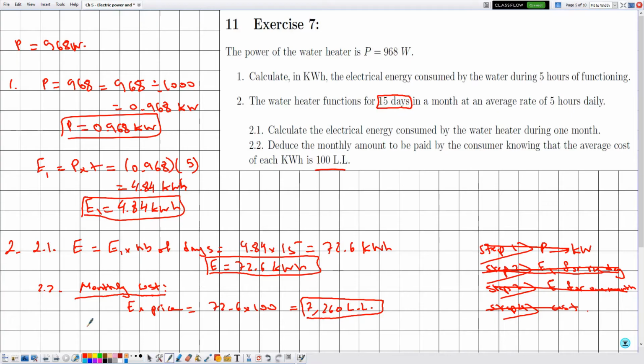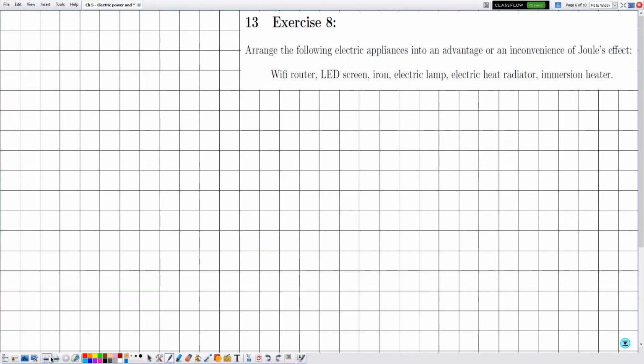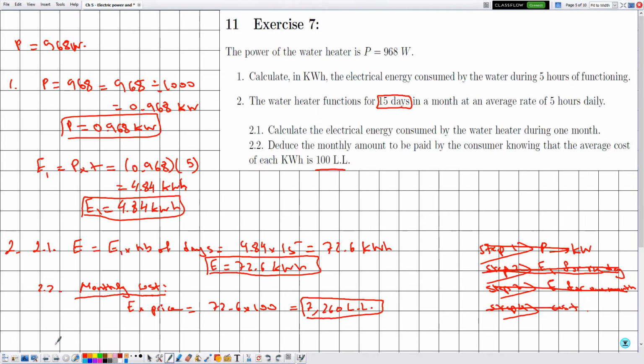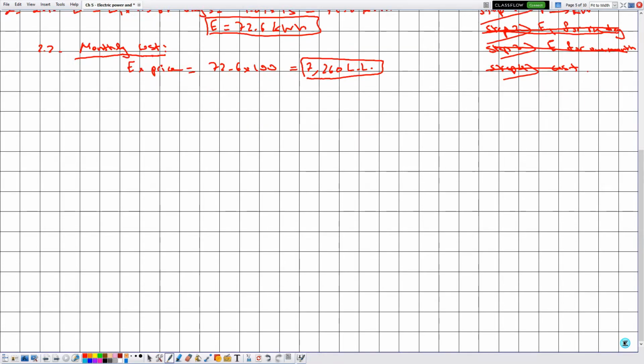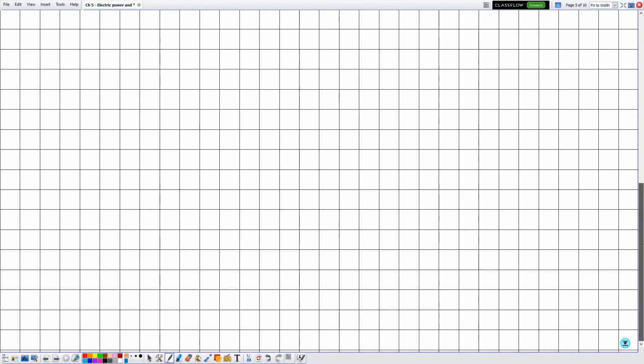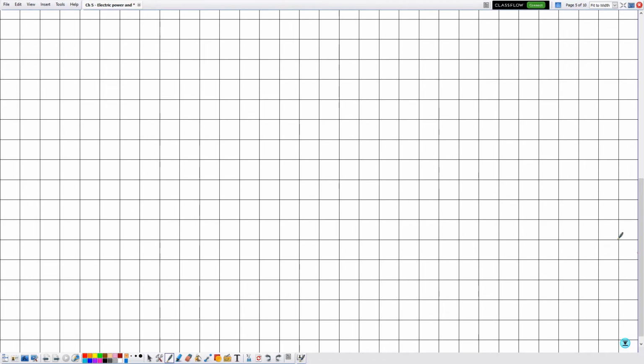And now let me move to the other section, which is Joule's effect. We still have exercise number 8, sorry. Okay, no. Before exercise number 8, I need to explain Joule's effect. So we have done 3 exercises. Now section number 18, which is Joule's effect.